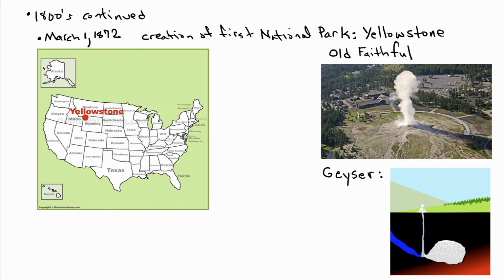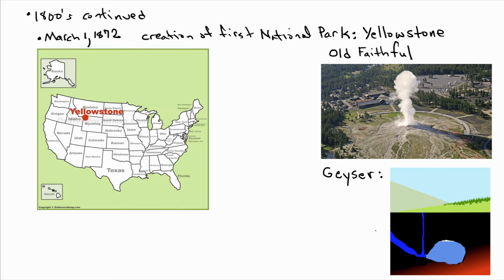And this slide has one of the more important ones: on March 1st, 1872, the creation of the first national park, Yellowstone. And here I've shown a map of where Yellowstone is. It basically borders 3 states here, and one of the predominant features is the geyser, Old Faithful. And here I've shown a little diagram of how a geyser works.